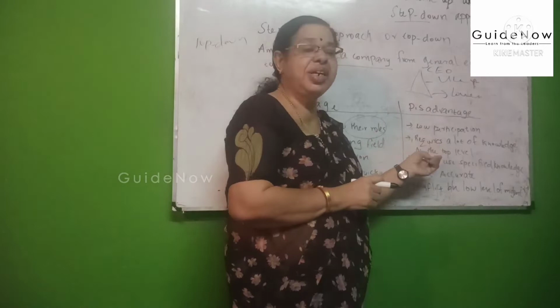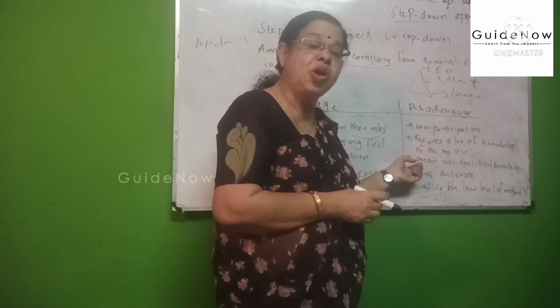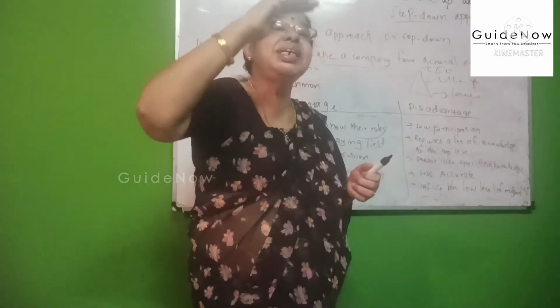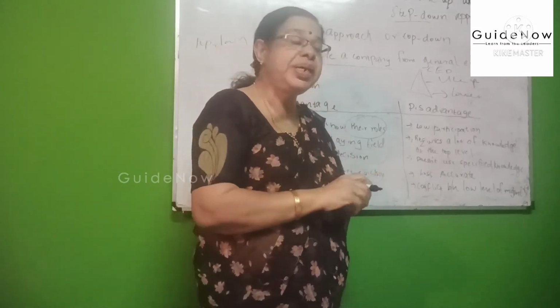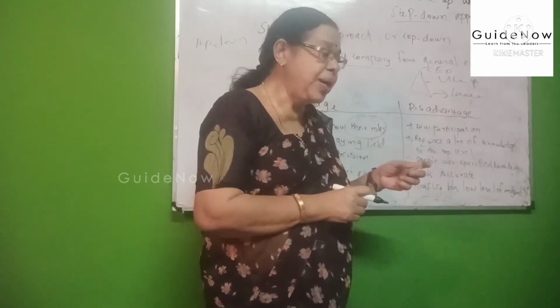Next, what about the demerits or disadvantages of the step-down approach, or top-down approach? First is low participation. All the decisions are taken at the top level, so participation of the public is very low. That is the first important problem: low participation.